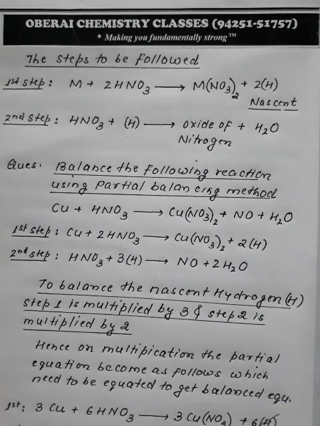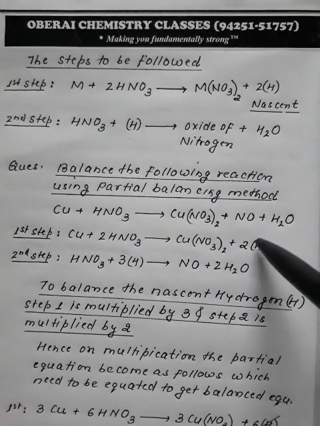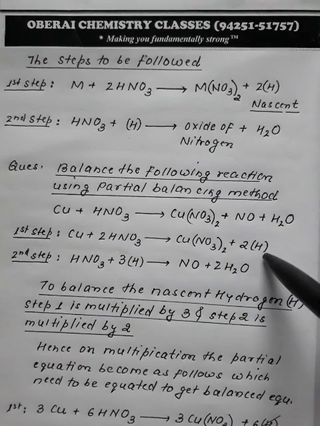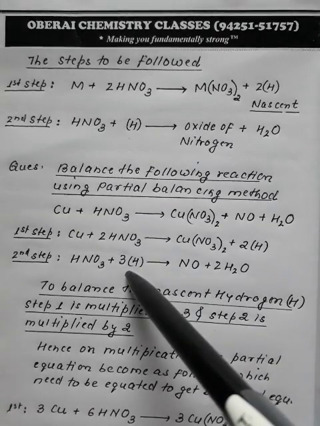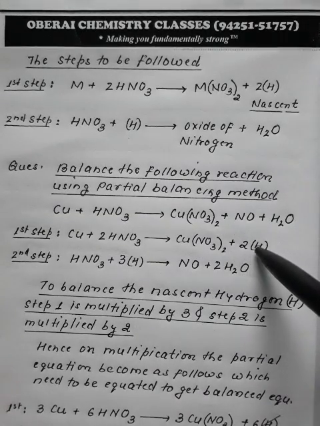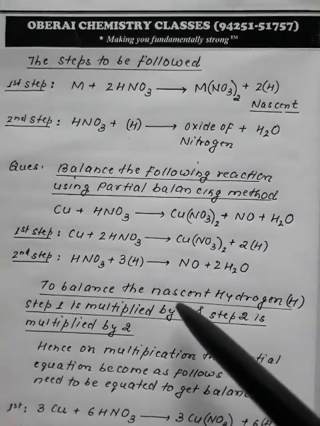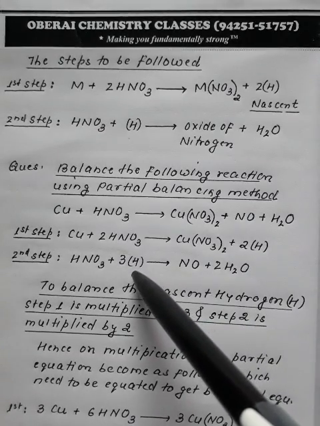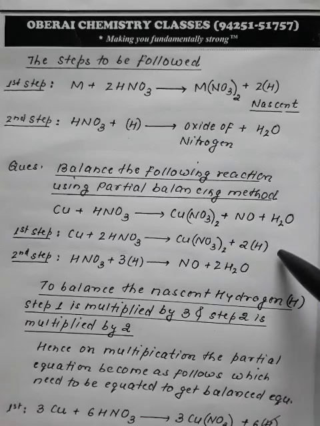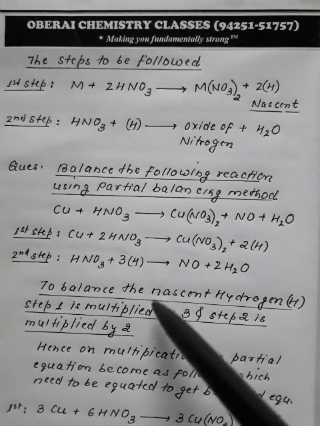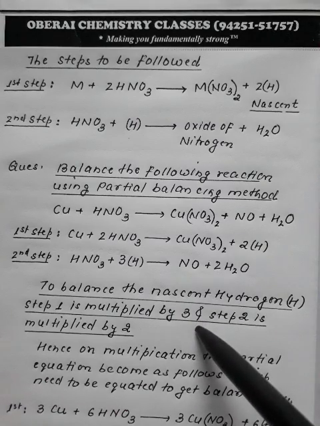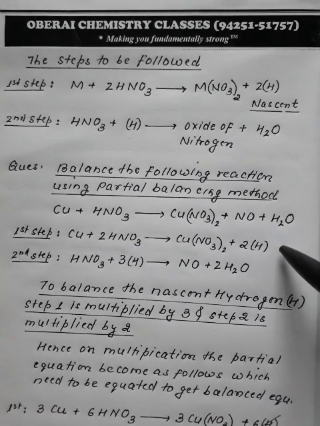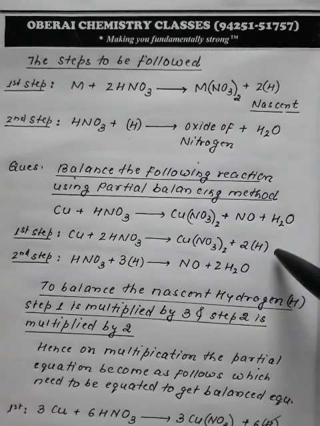But the problem is that the first step is producing only 2 hydrogen, when the second step is using 3. So the number of hydrogen produced in step number 1 is 2 and used in step number 2 is 3. Hence we have to balance the nascent hydrogen. In order to do that, we multiply step number 1 by 3 and step number 2 by 2.